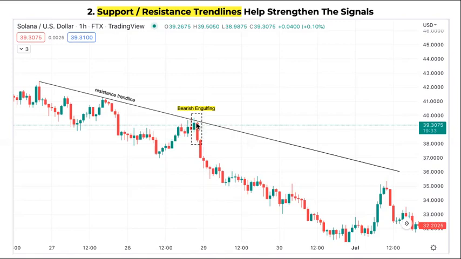Well, we short at the resistance. If the price bounces off the resistance, and it doesn't break through, it bounces back down. So when it bounces back down, once you spot a bearish engulfing candlestick pattern, just enter. Okay, in this example, right?